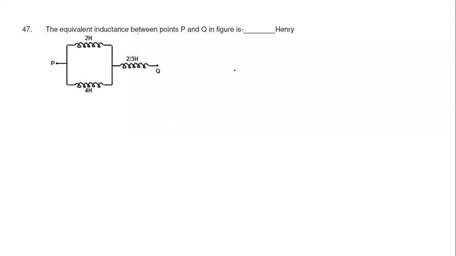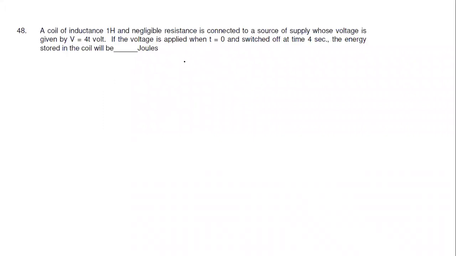This is a fairly direct question. Okay, this is okay. Versus stop after 5 seconds. Energy stored in the coil. What do we need to calculate energy stored in the coil? I need the value of current. How do I find out current here? So what is given here?